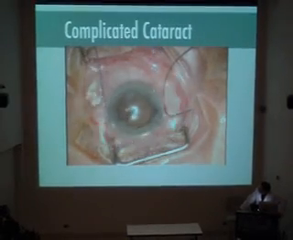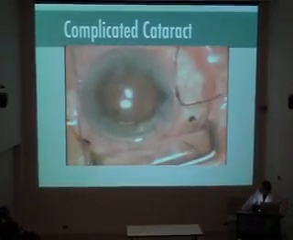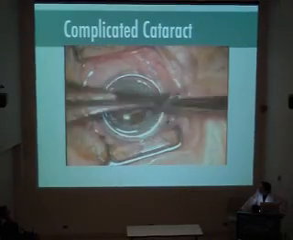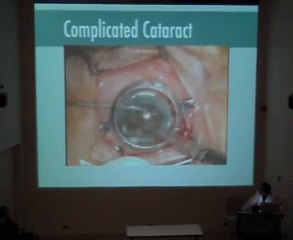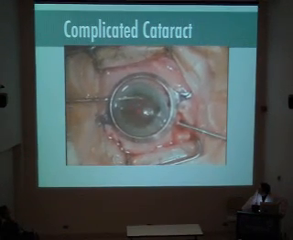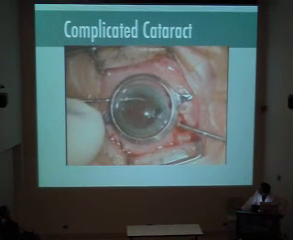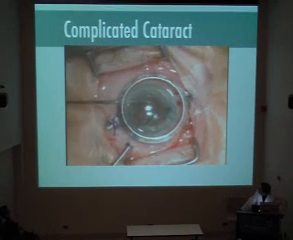This is someone who had a cataract operation, and what happened is instead of all the cataract coming out, some of it fell into the eye. So the cornea is cloudy, so we have to take off some of the cloudy parts. Now with this little vitrectomy cutter, we're starting to cut out some of these fragments of lens that are floating around in the eye.